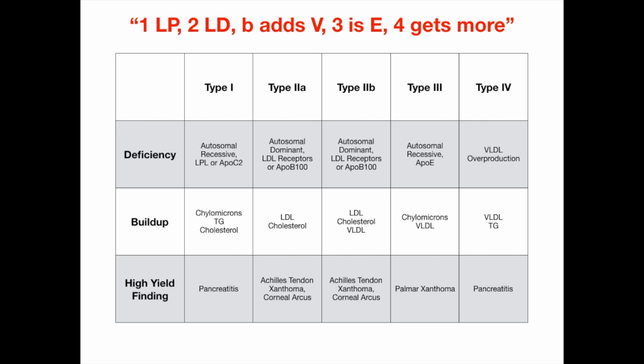But guys, this is it, right? This is what you need to know. 1 LP, 2 LD, B adds 3, 3 is E, 4 gets more. If you know this, you will get most, if not all, of the questions on familial dyslipidemias right on test day.